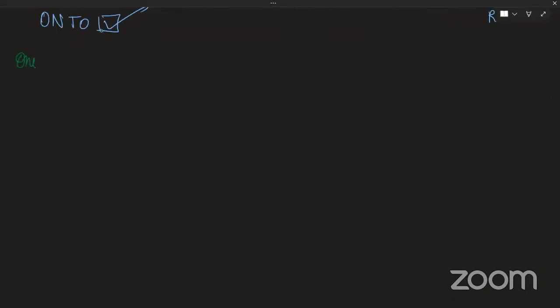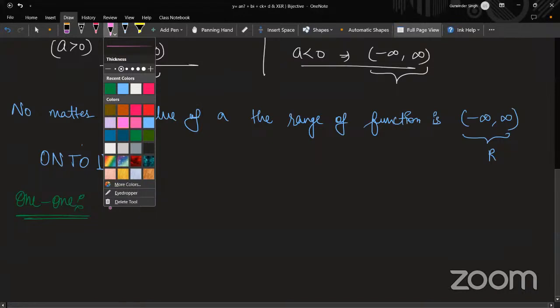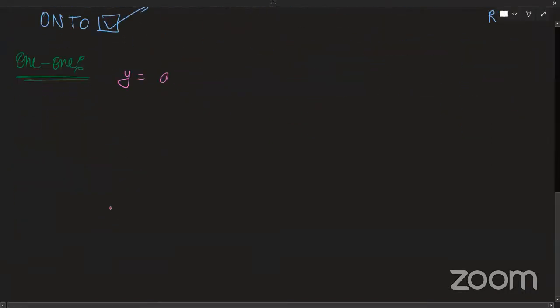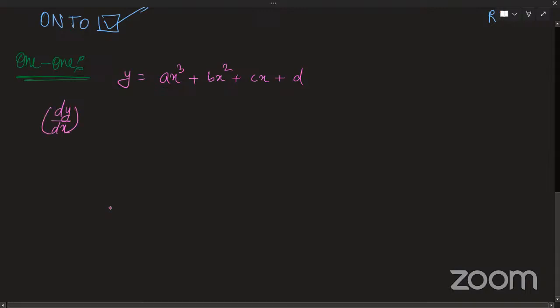Now, this is a bit critical part, but not very tough. No need to worry. So now I have to check my one-one. I have y equal to ax cube plus bx square plus cx plus d. Now obviously, if I have to check one-one, I will have to check if it is increasing, decreasing, all that. So I will need to differentiate it. So tell me the derivative fast.